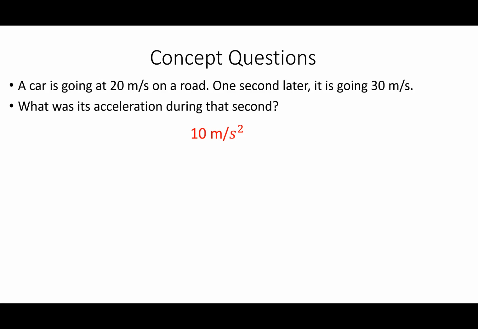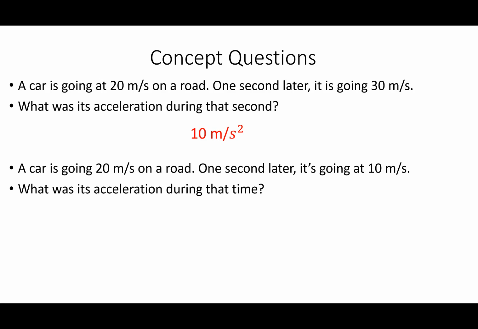So the acceleration would be 10 meters per second squared. Next question. A car is going 20 meters per second on the road. Then 1 second later, it's going at 10. So it slowed down by 10.